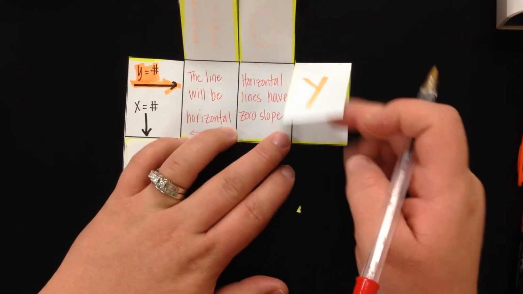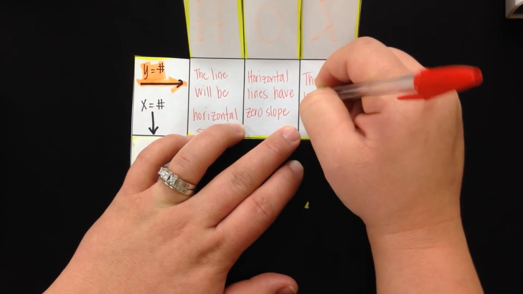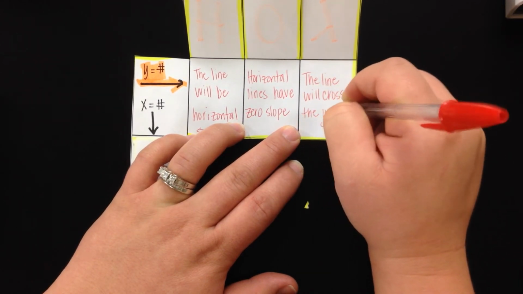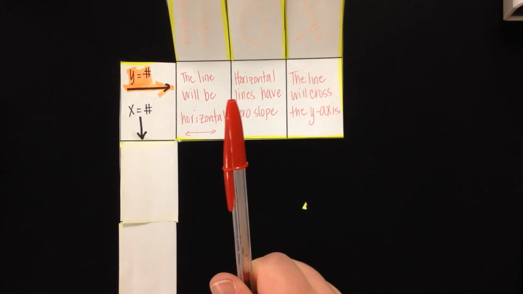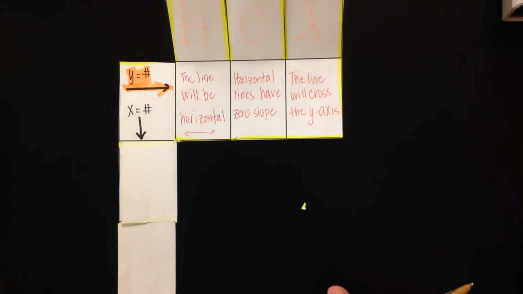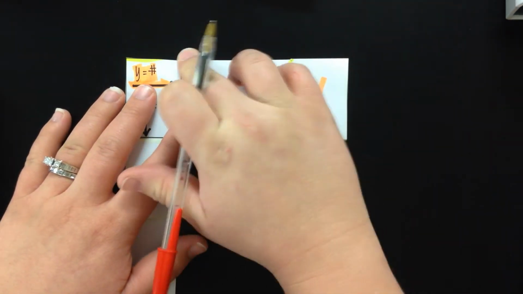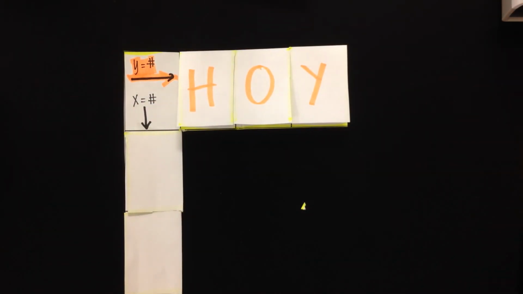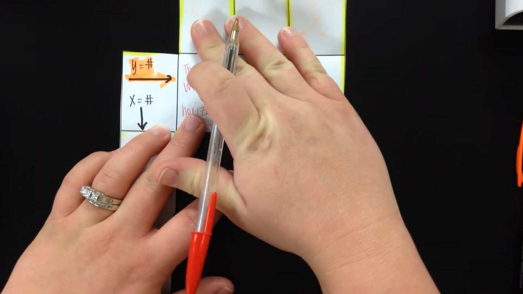And then the Y is to remind you that the line will cross the Y axis. Okay, remember that Y axis is up and down, so my line is going to go through the Y axis. It's horizontal. Okay, so HOY. Help that let you remember that when Y equals a number, think horizontal, think 0 slope. It's going to cross the Y-axis. Any of those you need me to keep open or repeat?